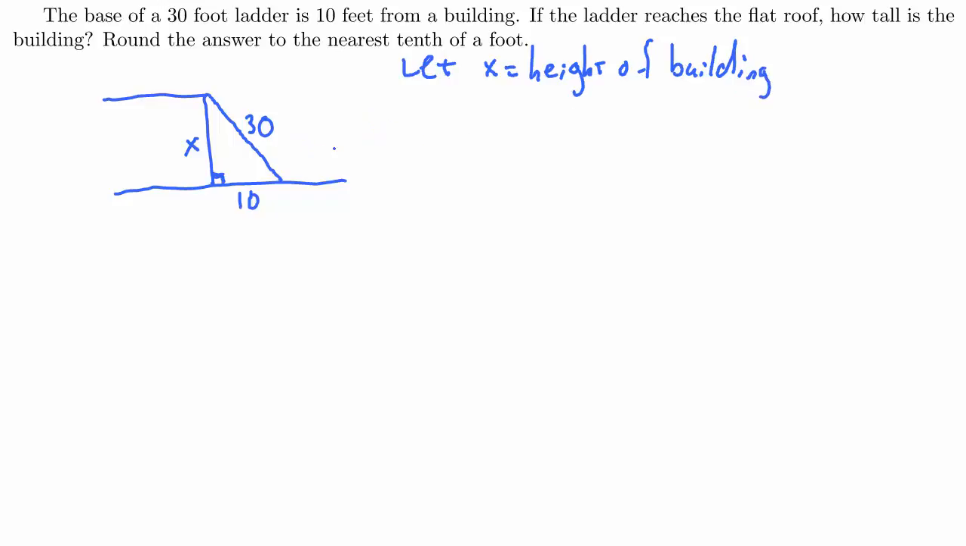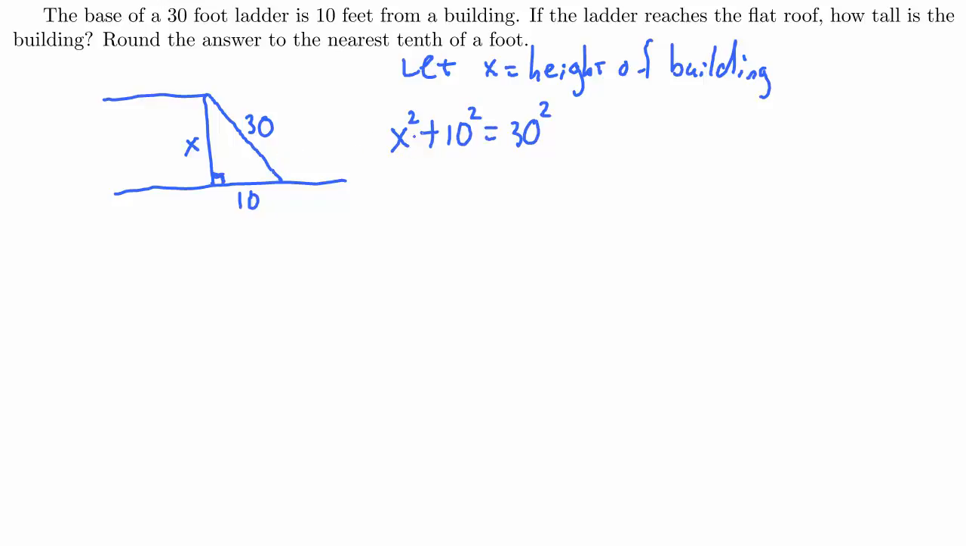Okay, so the question is, what's the relationship between all these numbers and variables? Well, it's the Pythagorean theorem because this is a right triangle. The only question really is, which side is the hypotenuse? The hypotenuse is always opposite of the right angle. Here's the right angle, and the other side away from it is the hypotenuse. So 30 is the hypotenuse here. So this means that x squared plus 10 squared is equal to 30 squared.